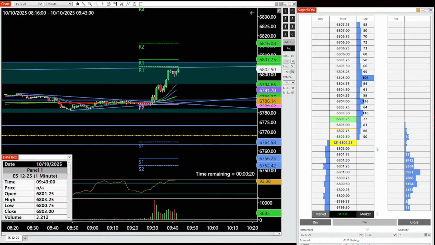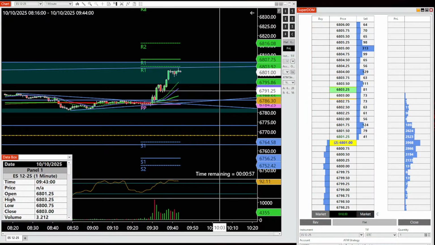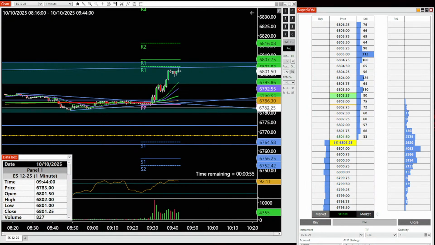Previous day's open was 82.75. We right here at previous day's open. That could be a short also. Previous day's open could also be a short. First test of previous day's open, 82.75.